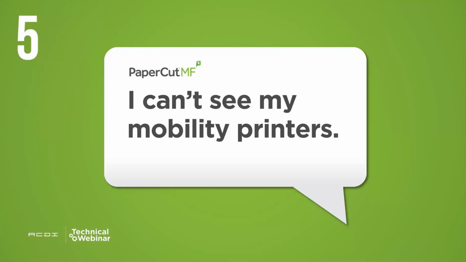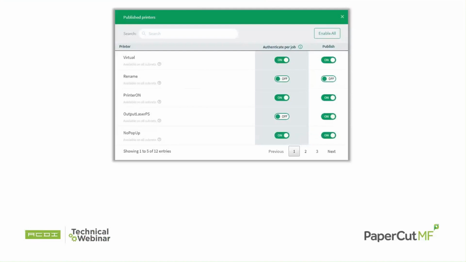I can't see my mobility printers. Let's do some basic server checks to start with. Log into the Mobility Print Admin interface. Click Select Printers. Verify that the printer is listed and published. If the printer is missing from the list, set it up on the server as a local printer, like adding it via the print management application. Check that it works correctly by printing using a local server application. Verify that the printer is a local printer. Printers hosted on another server and reshared are not published.